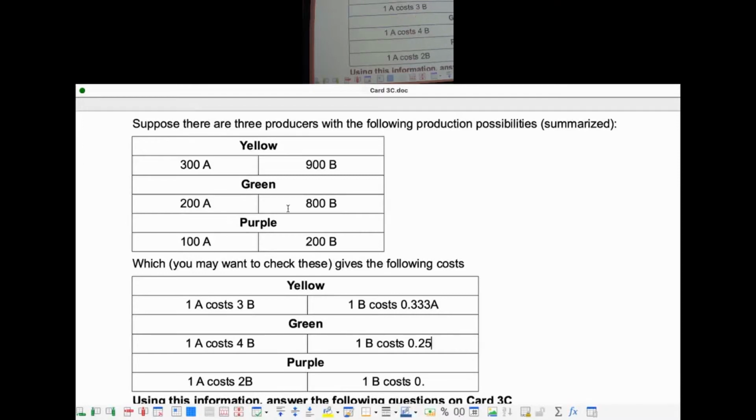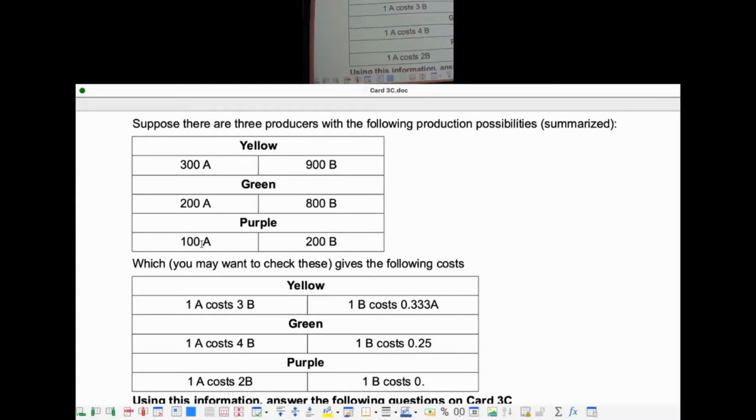We got another producer here as well, purple. Purple can make 100 A's or 200 B's. And so if you want to find out the cost of making 1A, you divide this by 100. To make the margin smaller, you're dividing by the amount you're getting of the thing you want to find the cost of. If you're getting more than one of it, then you divide by whatever number you are getting, and that'll tell you the cost of one, right?